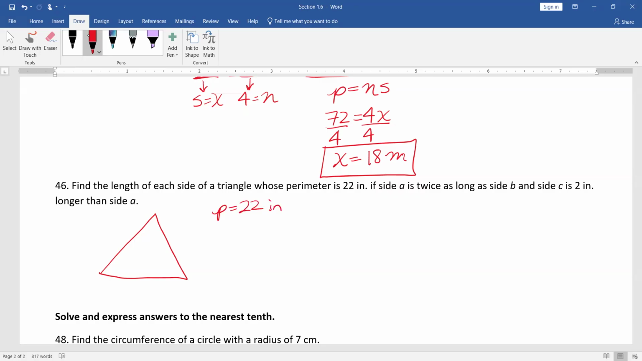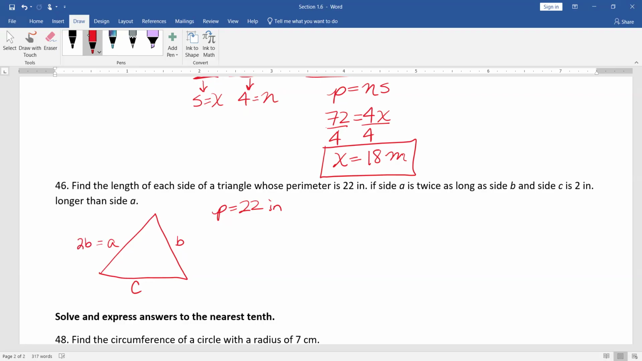All right, side A is twice as long as side B, and side C is 2 inches longer than side A. So we're just going to go side A, side B, side C. Okay, so side A is twice as long as side B. So A equals 2B.